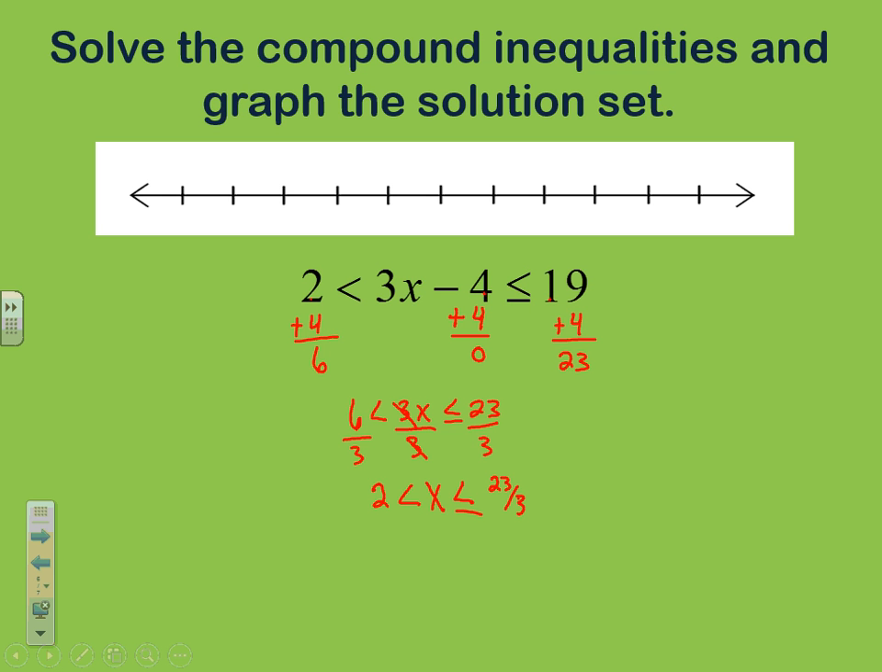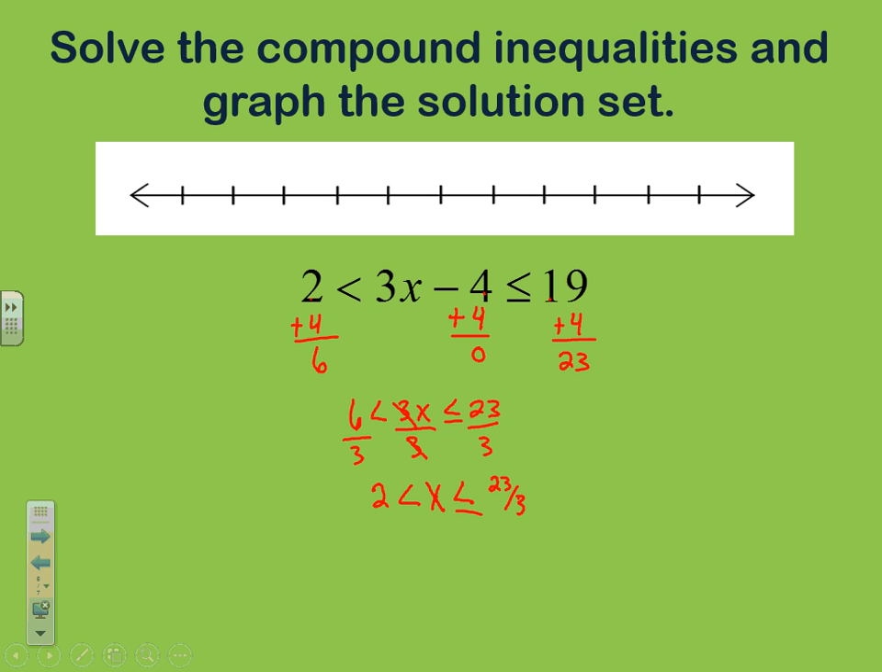Now, when we read this, it really helps to read it from the middle to the right and to the left. If we start in the middle, looking at the x, reading it to the right, we would say x has to be less than or equal to 23 over 3. And when we read it from the middle to the left, we would say x has to be greater than 2. So let's put those numbers on a number line.